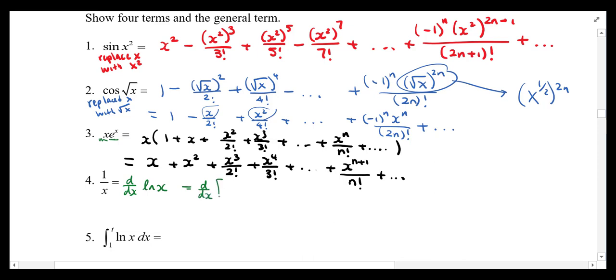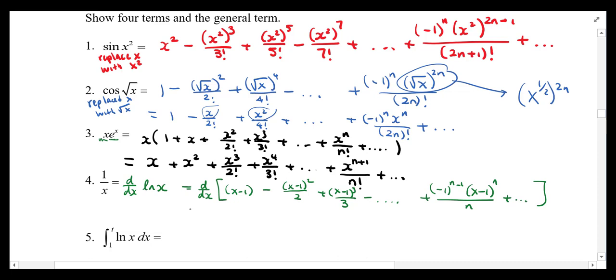So you're taking the derivative of, and I'm just going to copy this from above, x minus 1 minus x minus 1 squared over 2 plus x minus 1 cubed over 3, and so on and so forth, right? Dot, dot, dot, dot, plus negative 1 to the power n minus 1 times x minus 1 to the n all over n plus dot dot dot. So go ahead and take the derivative, please. The derivative of the first term here, x minus 1. Well, that's just equal to, yep, 1.